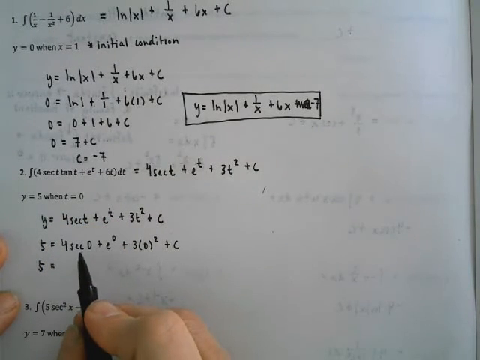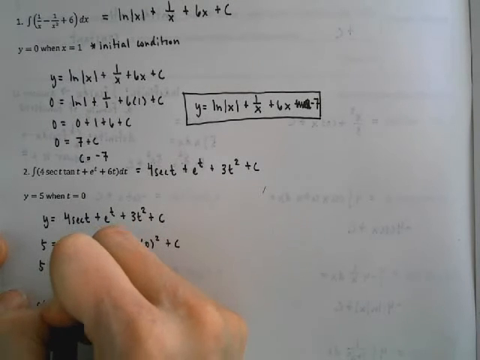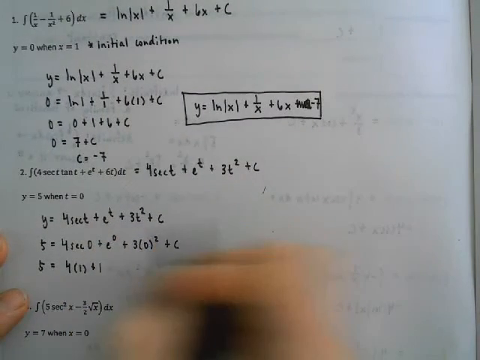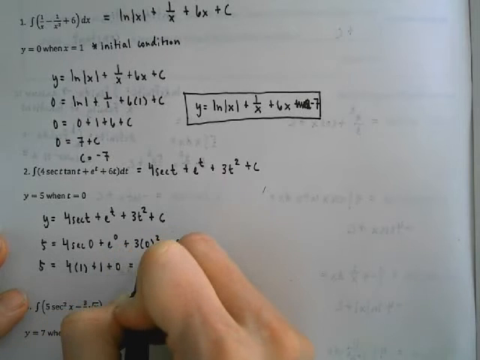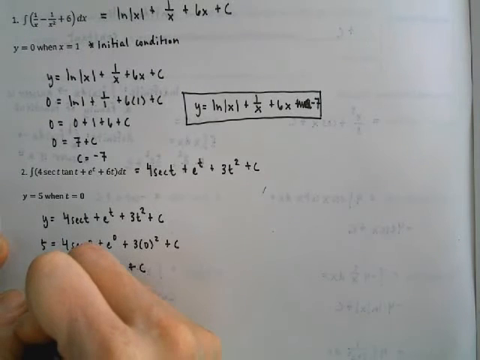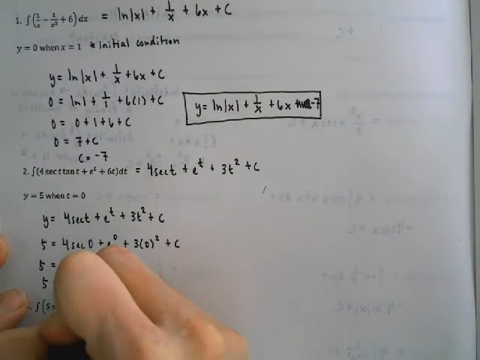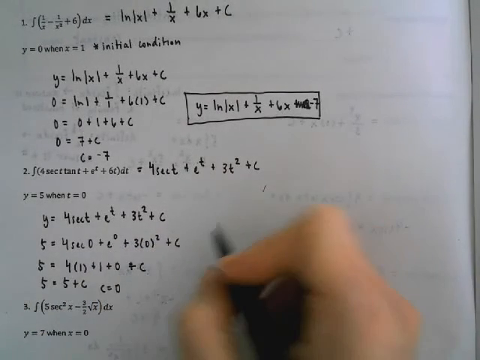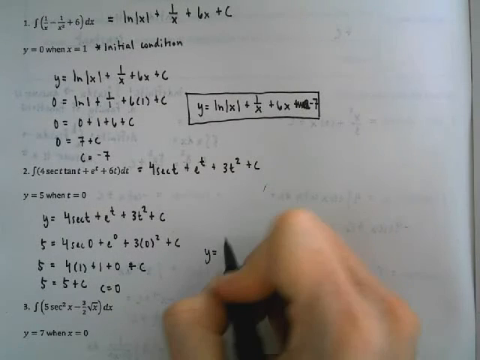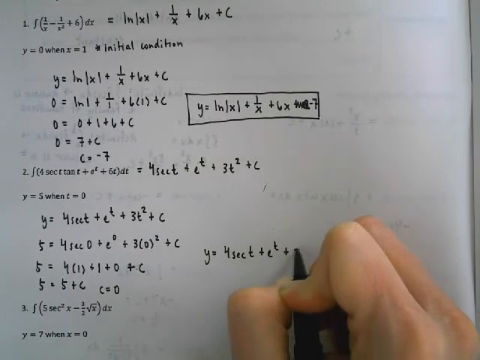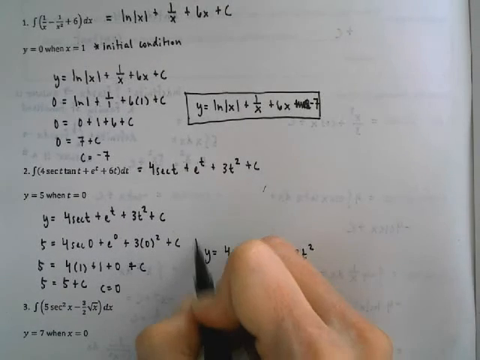So secant of 0, I know secant is 1 over cosine. Cosine of 0 is 1, so secant of 0 is 1. E to the 0 is 1. 3 times 0 squared is plus 0. And I have plus c. So what I get is 5 is equal to 5 plus c. So in this case, for this problem, c is equal to 0. So my solution to the initial value problem is just 4 secant of t plus e to the t plus 3t squared. And we're done.